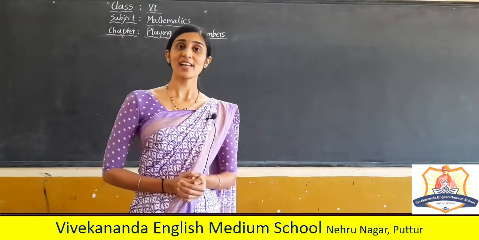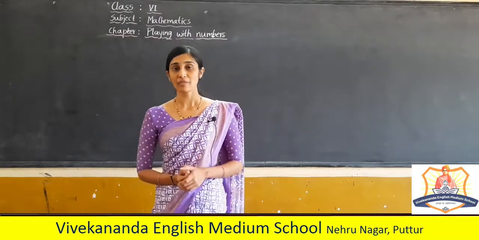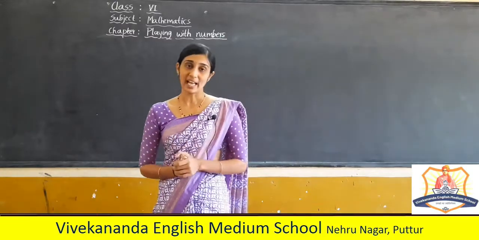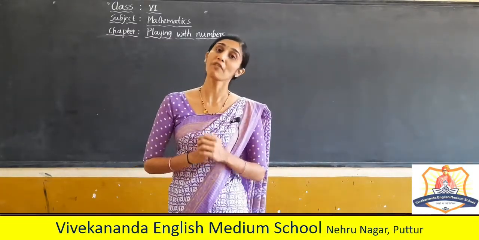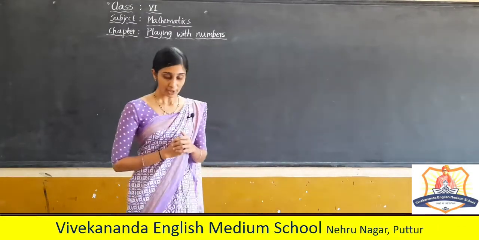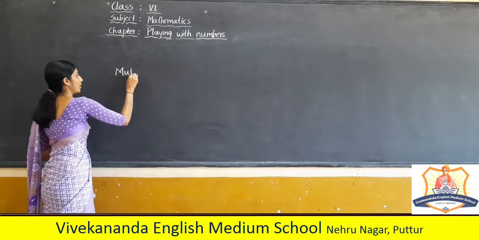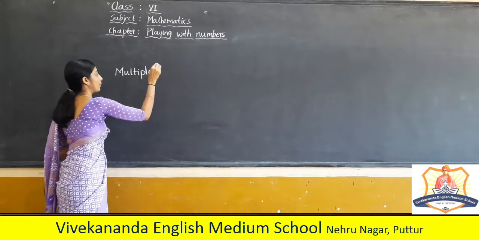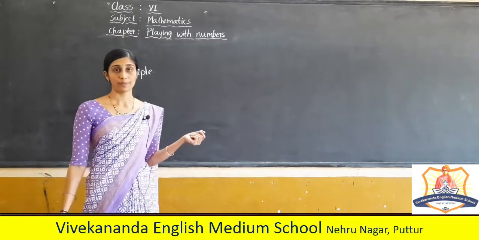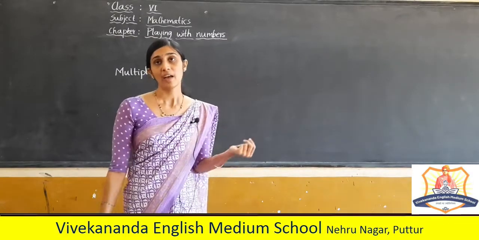Students, in our last class we had dealt with the topic factors. So just recall, what is a factor? A factor of any number is an exact divisor of that particular number. We call it a factor, right? In today's class, let us deal with one more topic, that is multiples. What do you mean by multiple? Or what is the link between factors and multiples?